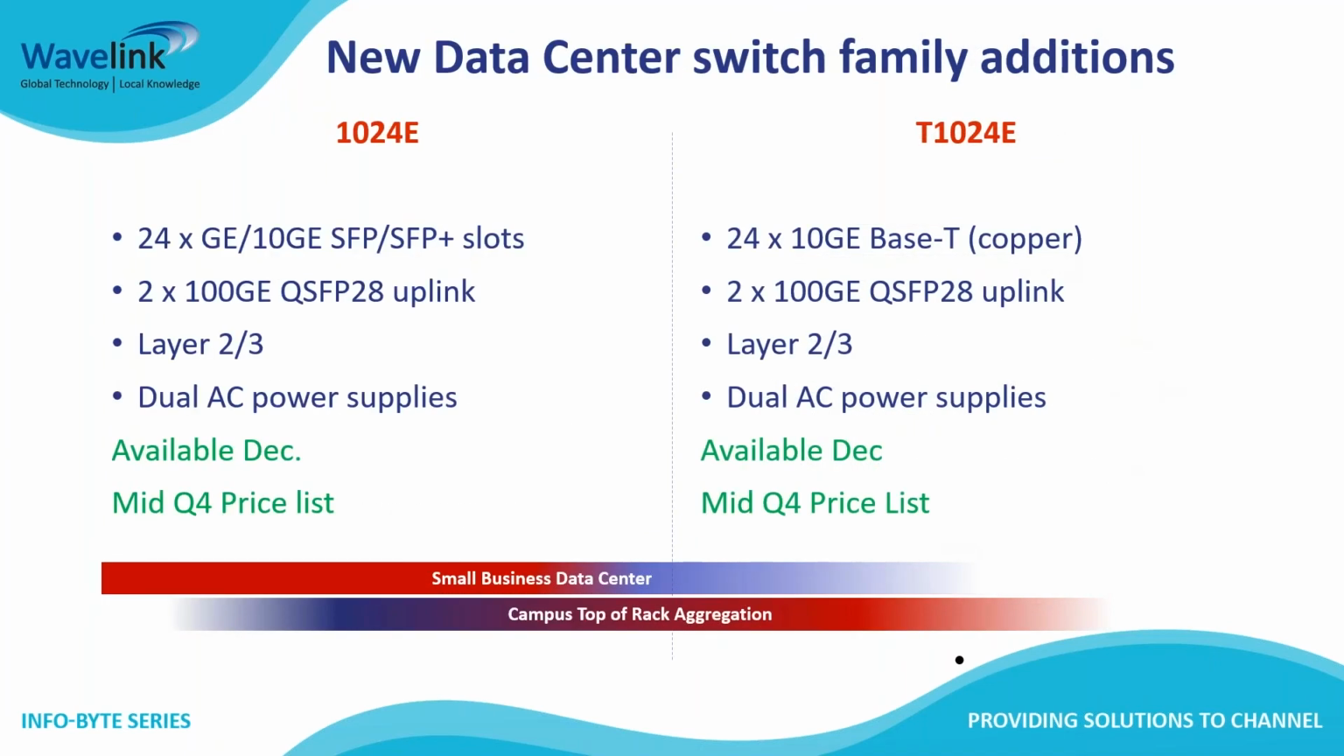And now we have the new data center switch family editions, the 1024E and 1024ET. The T specifies that the T1024E is actually a copper-based switch. That's a very high bandwidth switch that still runs copper for any requirements you may have that suits this. Right? And they're available from December in the mid Q4 price list.